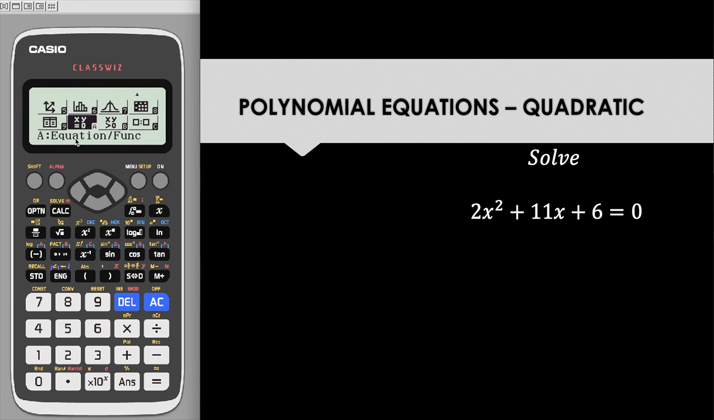So again, if I go back to the same option, option A, we've got equation / function, select equals, and this time I want to select polynomial. So I'm going to select 2. And now we need to select the degree of the polynomial.